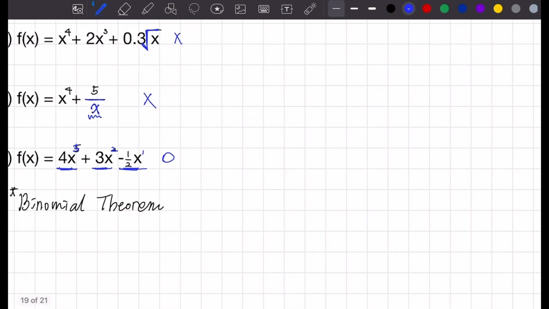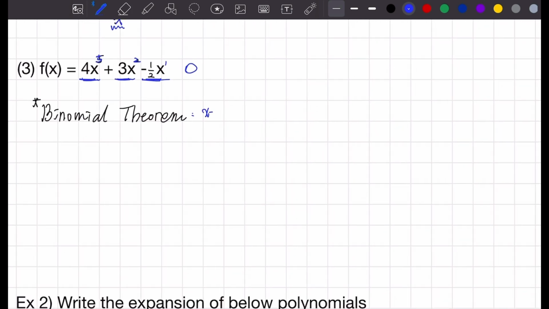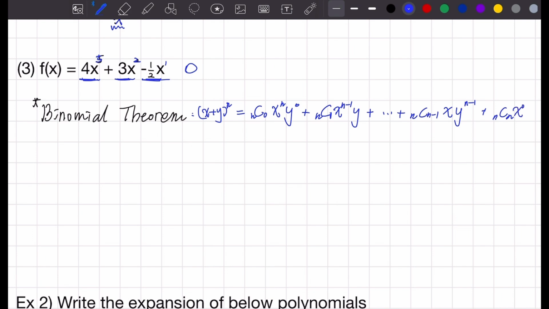Now let's see another concept, the binomial theorem. This is x plus y to the nth power is equal to n choose 0 times x to the power of n times y to the power 0 plus n choose 1 times x to the power of n minus 1 times y plus ... plus n choose n minus 1 times x times y to the power of n minus 1 plus n choose n times x to the power of 0 times y to the power of n. And n choose r is arranged in a triangle pattern in which the rows correspond to successive values of n, starting with n equal to 0, and this triangle is called Pascal's triangle.